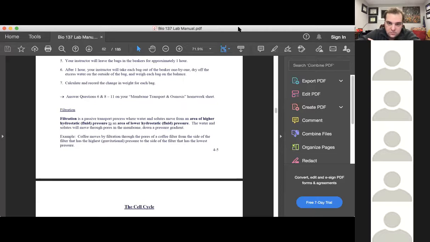Okay, when kidneys filter blood, they use hydrostatic pressure and a structure called the glomerulus.